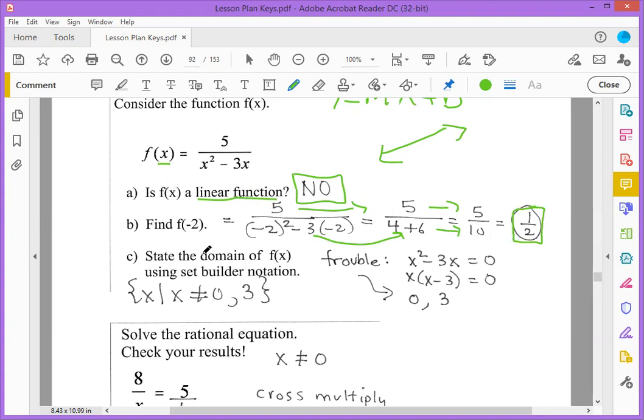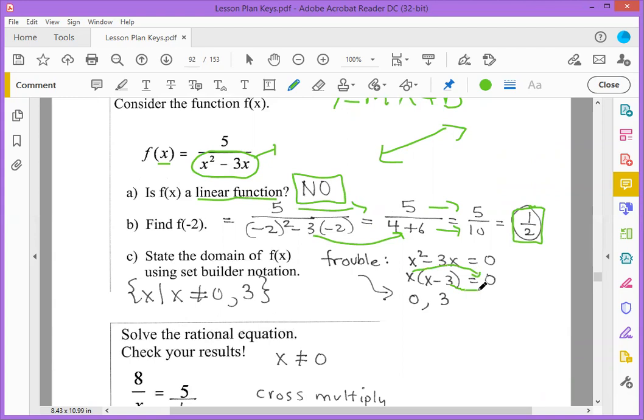Letter C, state the domain of f of x. The domain of this function, we want to know the limitation. So we have to set this denominator equal to 0. So x squared minus 3x, we set that equal to 0, and we want to solve this equation. But we have a GCF that we can factor out first. We can factor x from x squared, that leaves us with x in parentheses. When we factor x from minus 3x, that leaves us with minus 3 in parentheses.